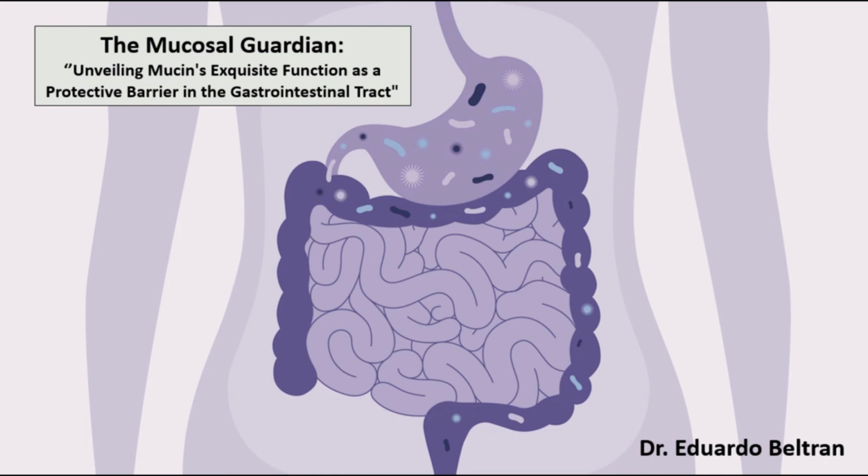But this intricate guardian isn't invincible. And so today we're going to be exploring how this delicate balance of mucin can be disrupted by the microbiome when we have dysbiosis, by certain pathogenic bacteria, and also how certain toxins and herbicides can disrupt this very delicate layer.